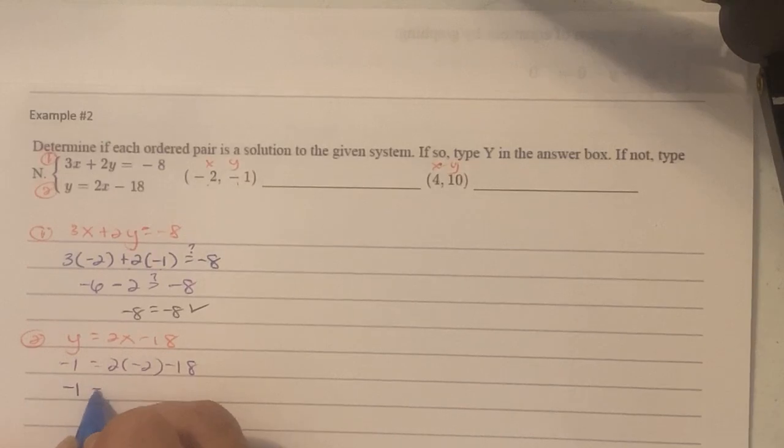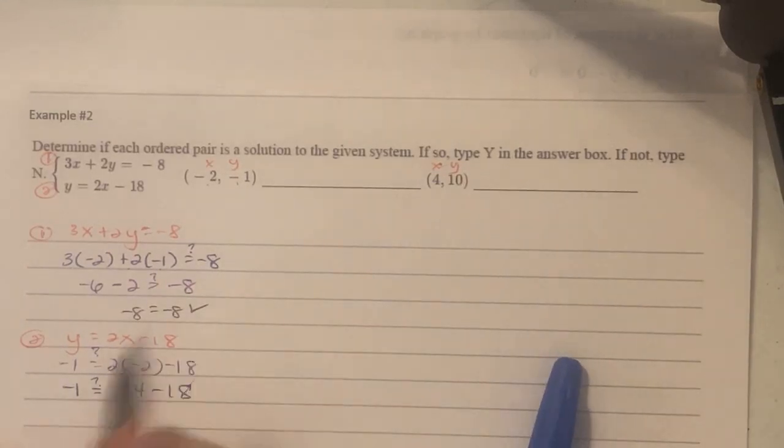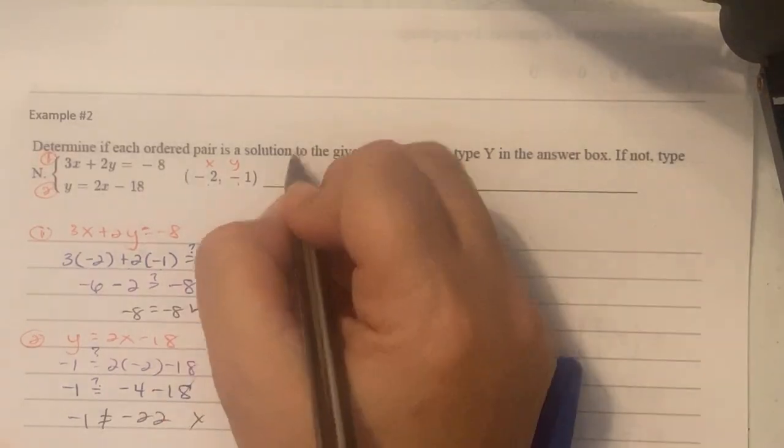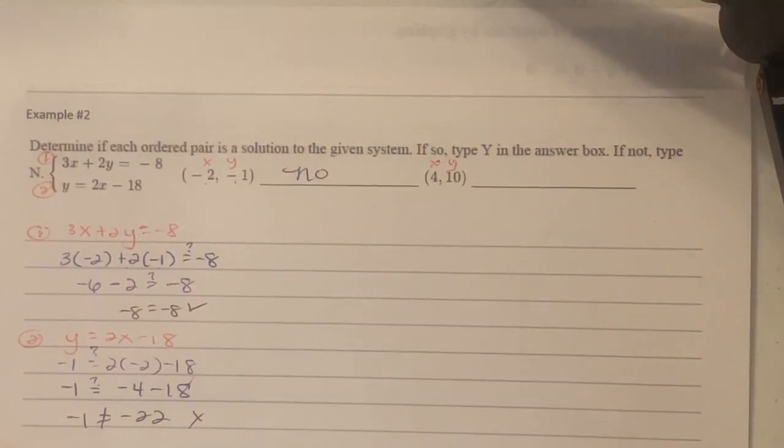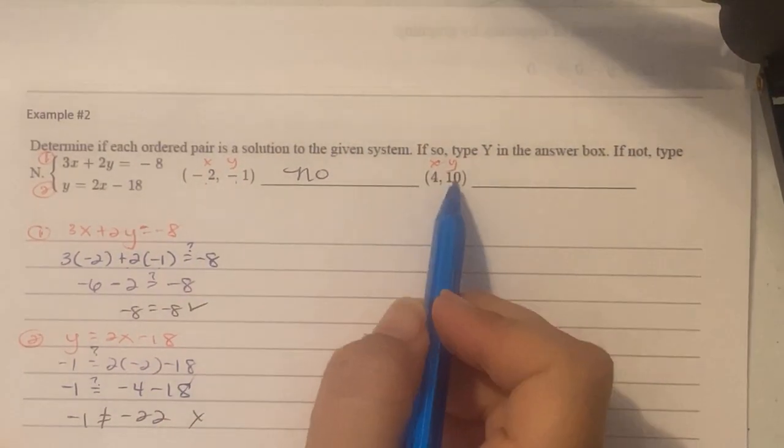Negative 1, does that result in negative 4 minus 18? Negative 1 does not equal negative 22, so it did not work. So our answer for this one is no.